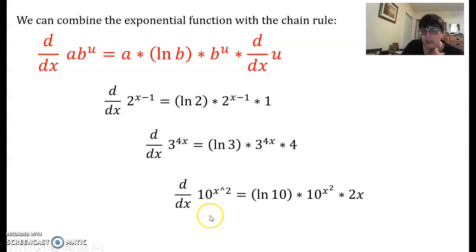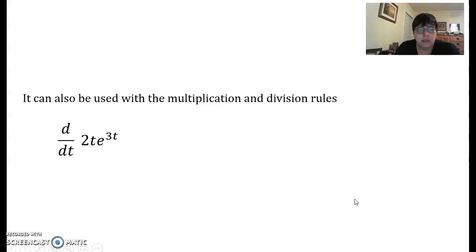So here's a 10 to the x squared. So natural log of the base times the function itself, 10 to the x squared. And then the derivative of x squared would be 2x. We're good. And then we can use it for multiplication and division rules.